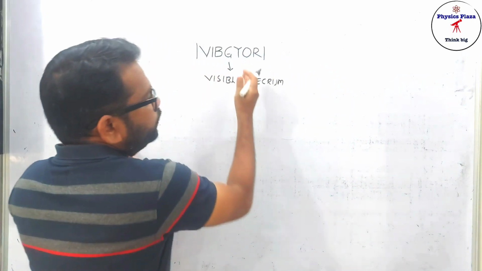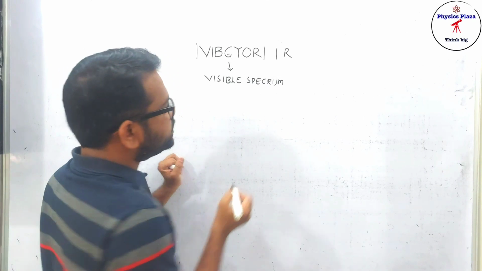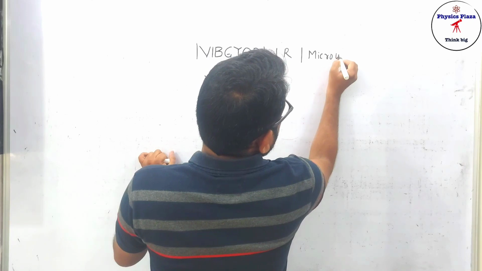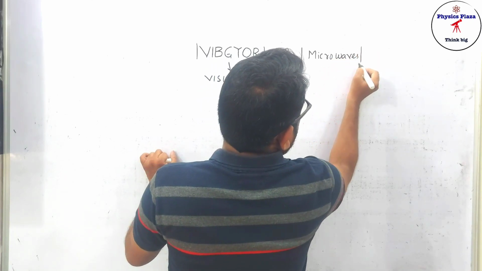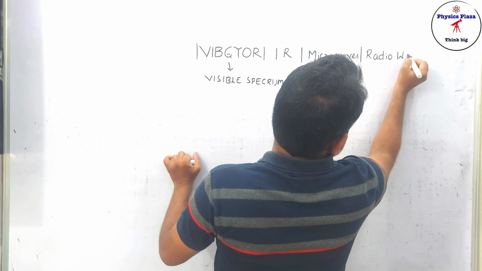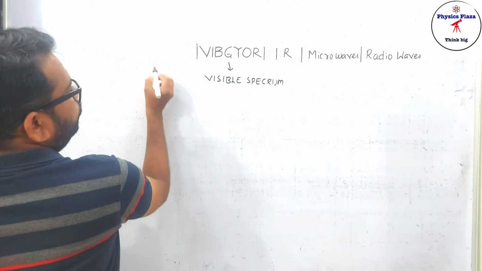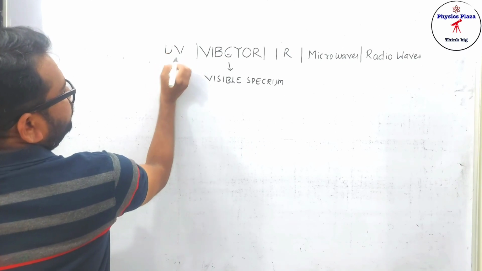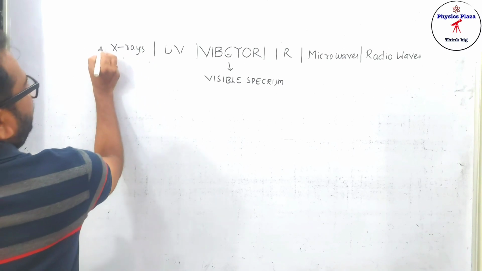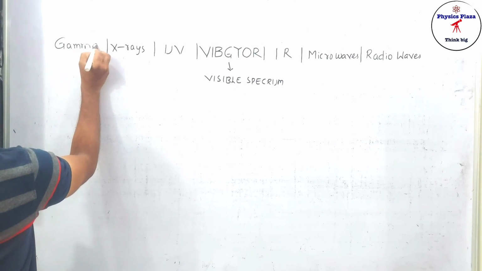Okay? So beyond this red color, what will be there? Infrared radiations are there. Next to infrared radiations, microwaves are there. And beyond microwaves we have radio waves. Fine. Till date, I am talking here. Now before this violet color we have UV rays. Then here we have X-rays. And here we have gamma rays.